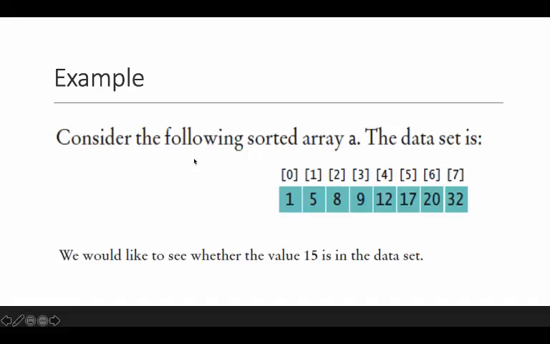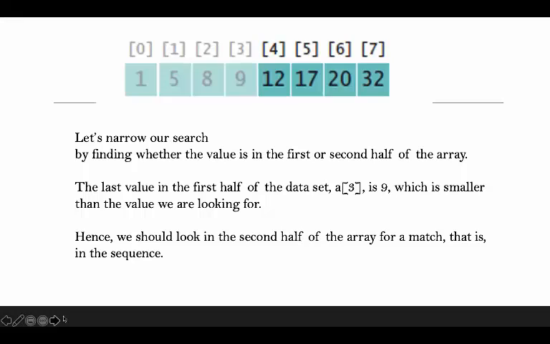So here, sorry, this is an example for the binary search algorithm. This is an array having 8 elements, and we would like to see whether the value 15 is there in the data set or not. So the key element is 15. Let's narrow our search by finding whether the value is in the first half or in the second half.